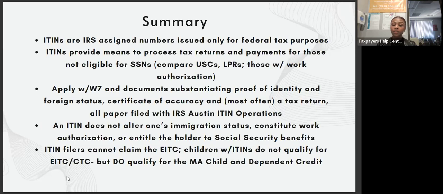Children with ITIN numbers do not qualify for Earned Income Tax Credit or CTC, but they do qualify for the Child Independent Credit.